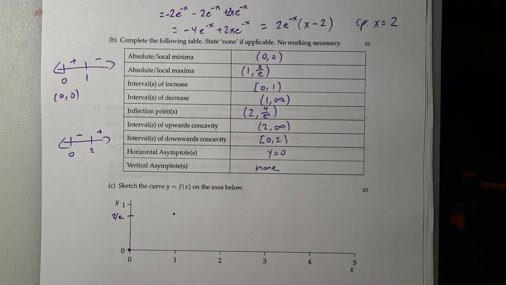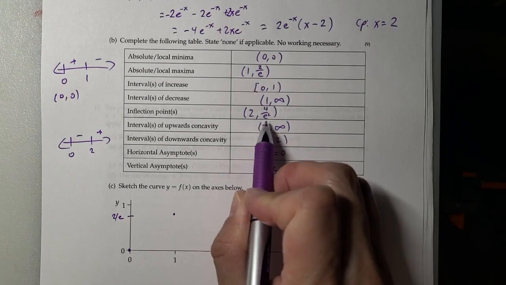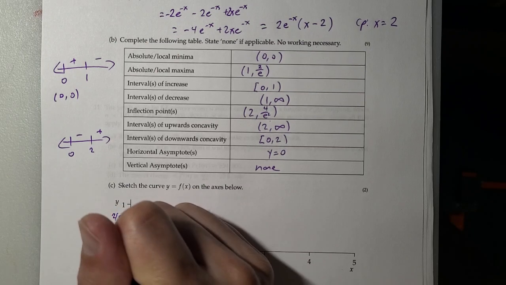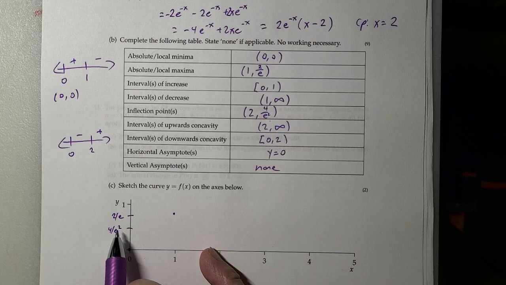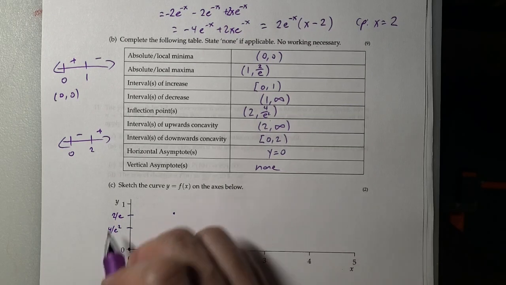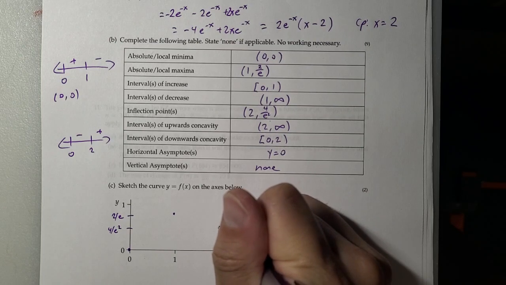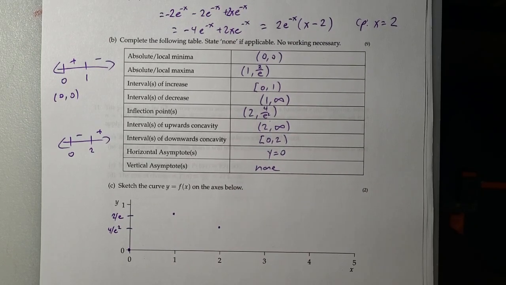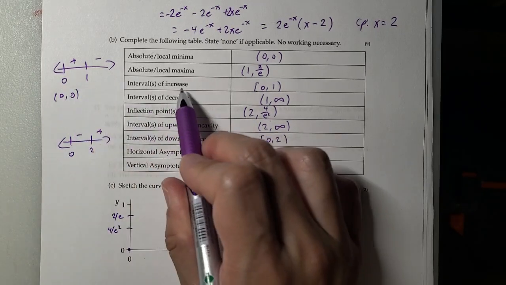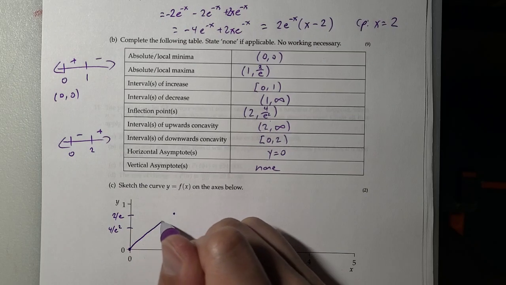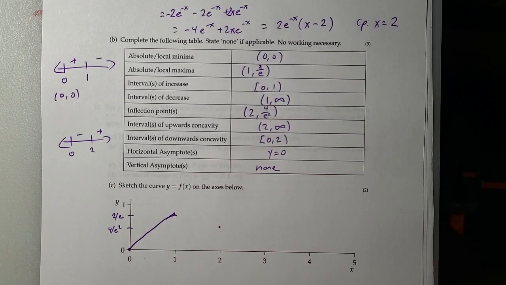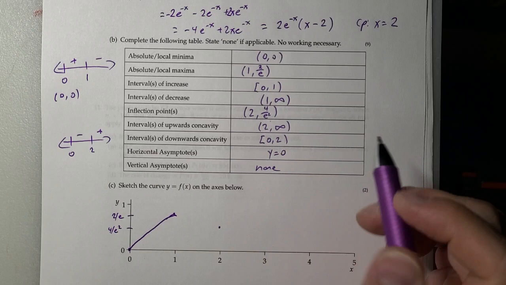Okay, and then we also have an inflection point at 2, 4 over e squared. So let's say 4 over e squared is here. You do know that 4 over e squared is smaller than 2 over e. Okay, so it should be smaller. This is just a sketch, so it doesn't have to be to scale. We know there's a point of inflection there. Okay, so we know from here the interval of increase is 0 to 1. It should increase to here. Okay, and then afterward it should always decrease.